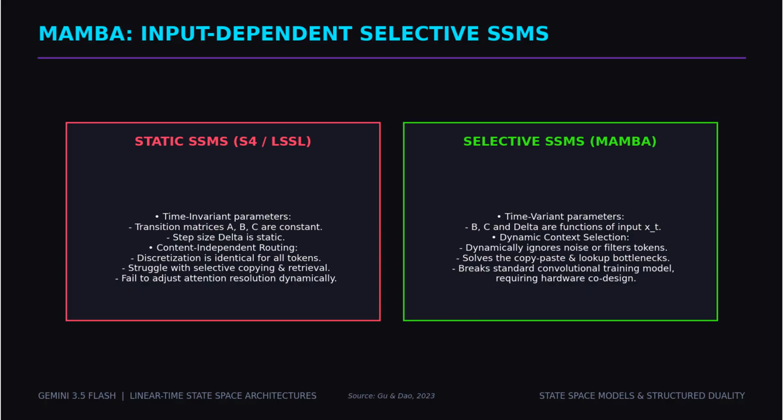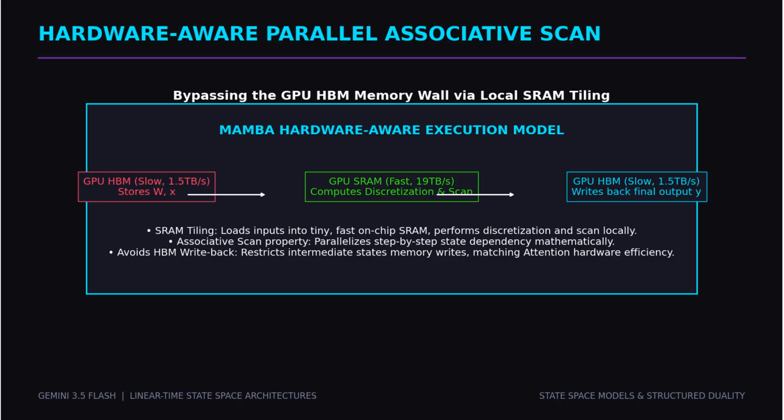Mamba, introduced by Gu and Dao, addresses this limitation by making the discretization step delta and the projection matrices B and C dynamic functions of the input token at each step. This input-dependent selectivity allows the model to selectively remember or forget information along the sequence. However, dynamic matrices break the convolutional parallelization property. To maintain training efficiency, Mamba leverages a hardware-aware parallel associative scan, streaming intermediate states directly through fast GPU SRAM and avoiding slow off-chip memory writebacks.